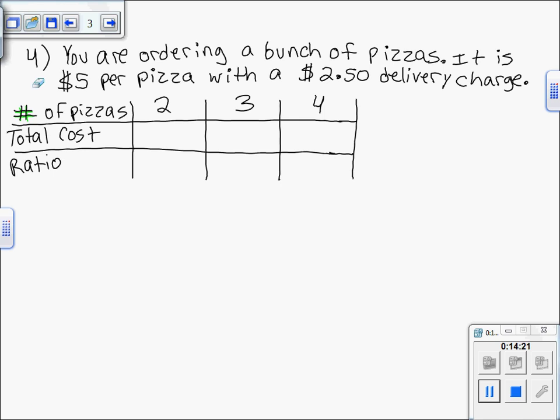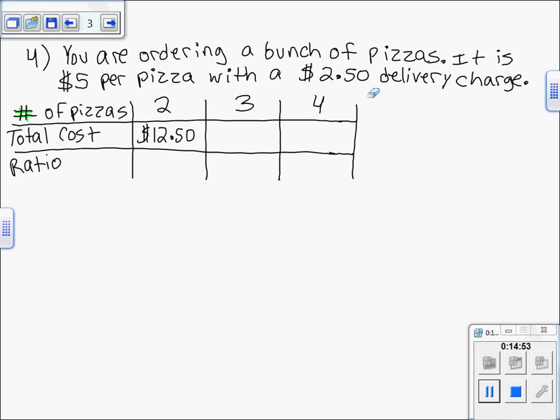All right, so let's see. The cost of 1 pizza is $5. So if we were to order only 1 pizza, we would pay $5 plus a $2.50 delivery charge. So 1 pizza would have a grand total of $7.50. However, just for fun, I made our table start with 2 pizzas. So that means $5 per pizza, so just for our pizza, we're paying 2 times 5. So we're paying $10 for the pizzas, and we're paying $2.50 for the delivery charge. So that's going to be a grand total of $12.50.